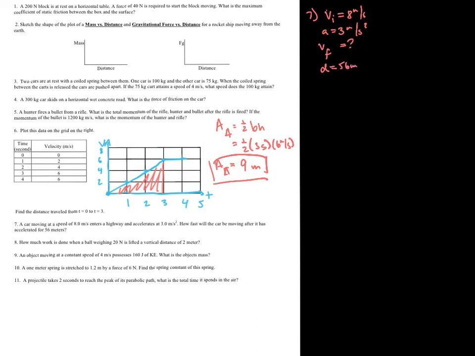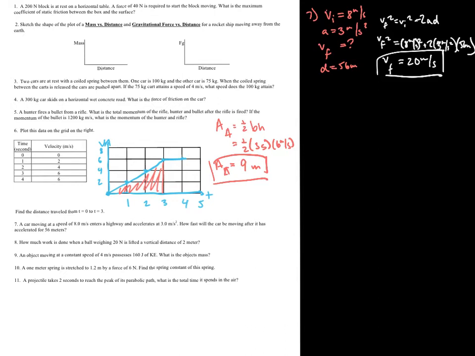So there's an equation just for this. It's Vf squared equals Vi squared plus 2ad. Plug it in for Vf squared: 8 squared plus 2 times 3 meters per second squared times 56 meters. And after you solve, you should get a velocity of 20 meters per second as your final answer. Okay, that's it for number 7.